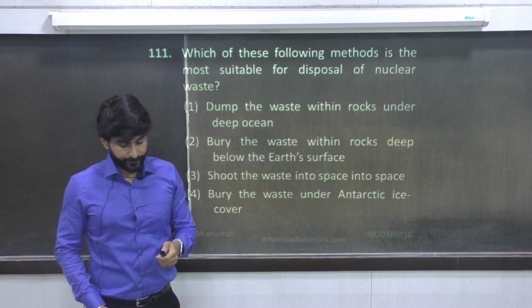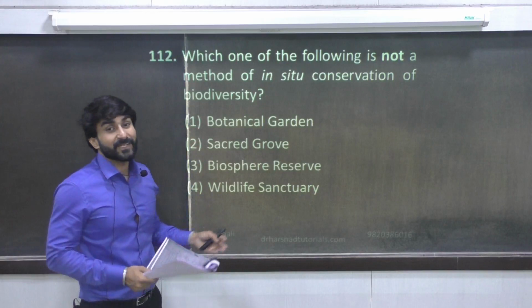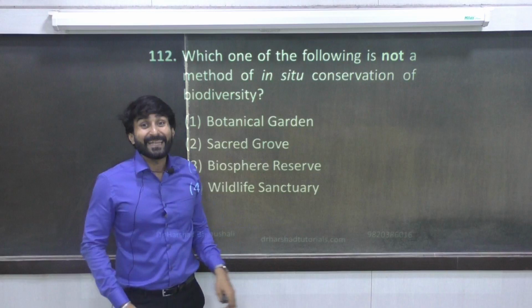We go to the next question, which is, which one of the following is not a method of in situ? So they have said not a method of in situ. We have to find out which one is an ex situ method. Again, a pretty straightforward question. As you all know, botanical gardens are an ex situ method of conservation. So this is our answer.